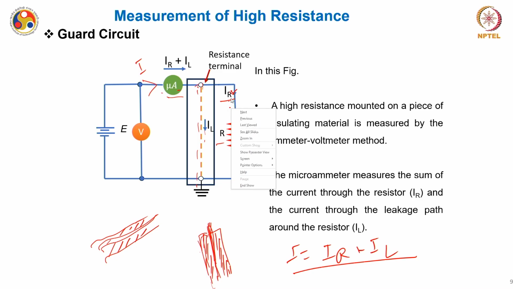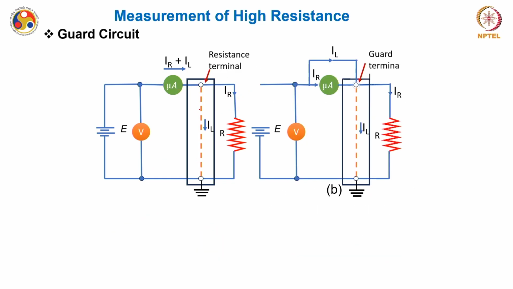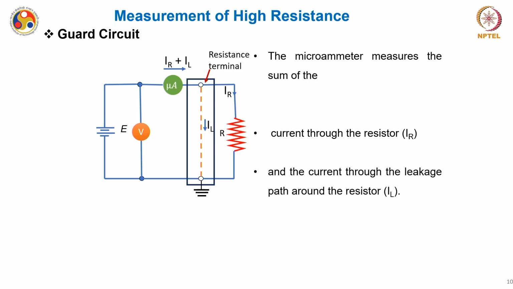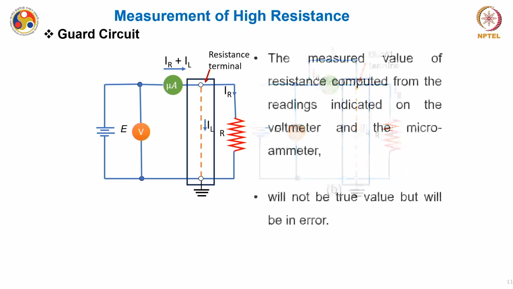This means the microammeter is not measuring IR. Ideally it should measure IR, because to calculate the unknown resistance I can only say it is V by IR. However, in place of measuring IR, it is measuring a current which also includes the leakage current. The microammeter measures these two different currents. Now the measured value of the resistance computed from the readings of the voltmeter and the microammeter will not be the true value, because the ammeter reading is wrong.